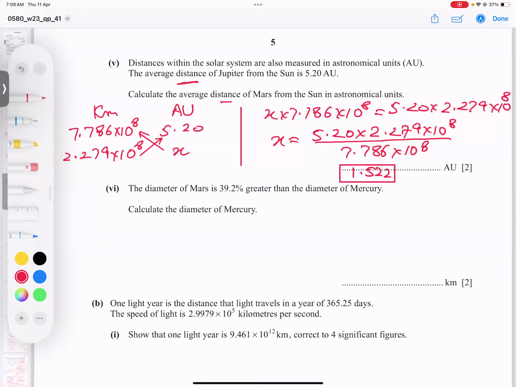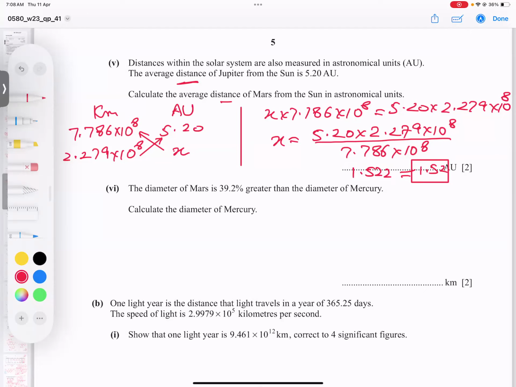Approximately we can write 3 SF, and when we write 3 SF, it turns to be 1.522. Okay. So I think this part is clear, and let's go for the next part.